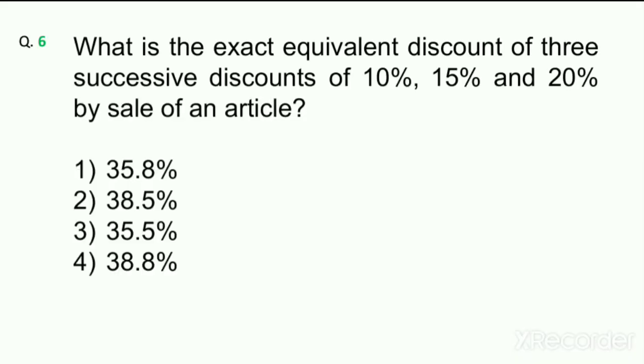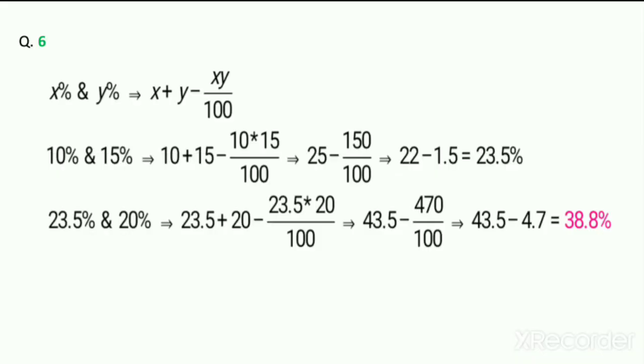Next question: what is the exact equivalent discount of the three successive discounts 10, 15, 20 on sale of an article? Here use the same formula for two discounts one time, and from the answer combine with another discount. So finally we will get 38.8%.